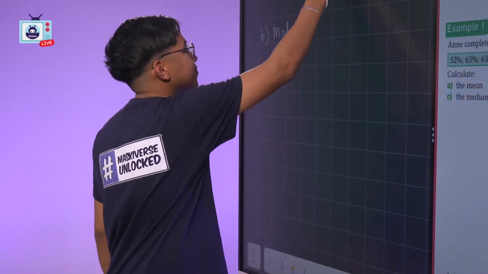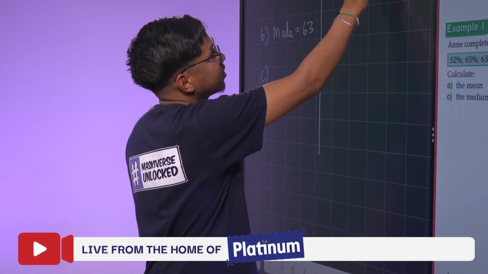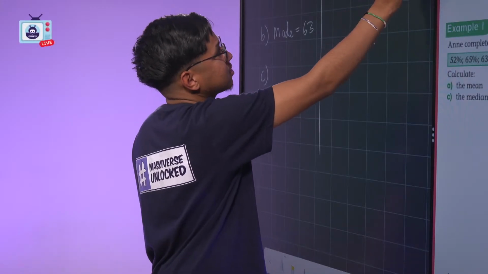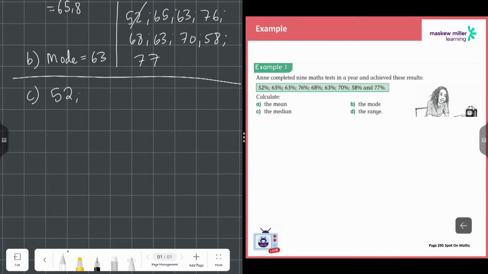So what I will do is, I'm going to write my information here. So I will have 52, 65, 63, 76, 68, 63, 70, 58, and then 77, right? So I'm going to order my data nicely over here, so I know I didn't miss anything, all right? So let's do that. Okay, so my smallest number would be what? 52, right? And thereafter, I'm still in my 50s, it will be 58.